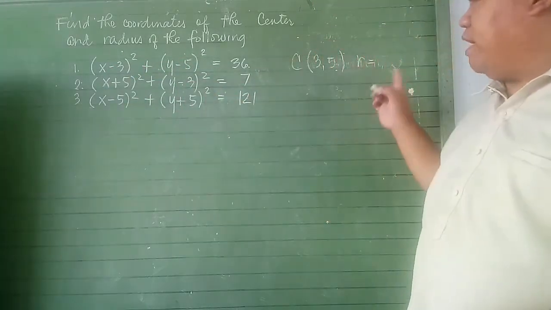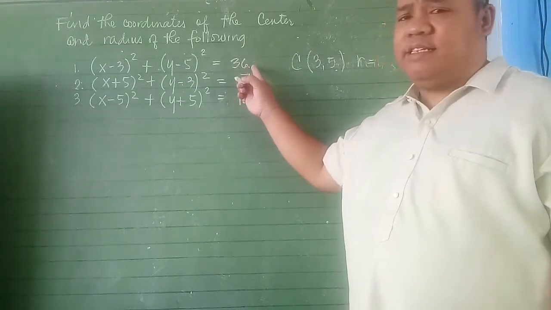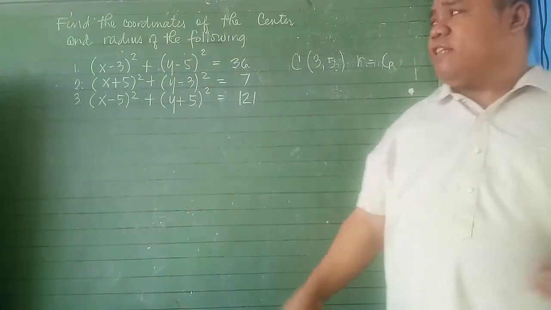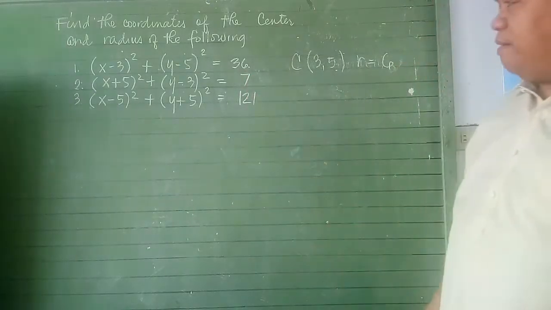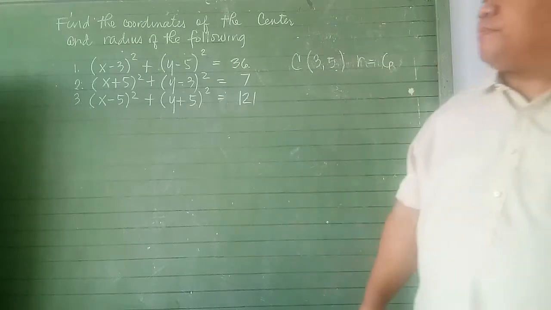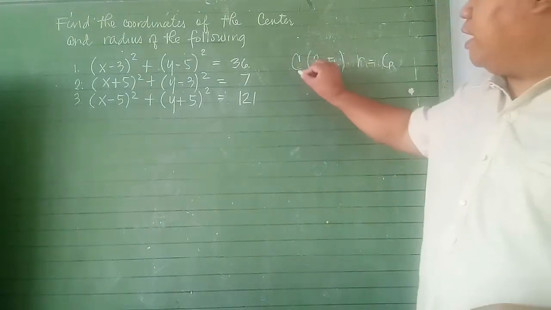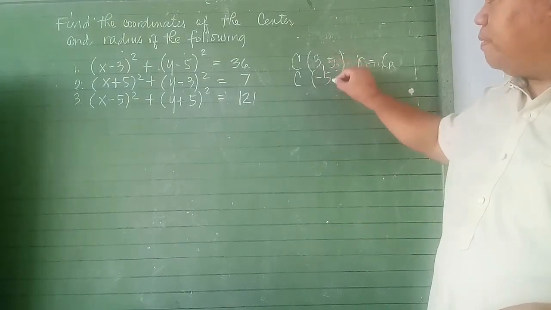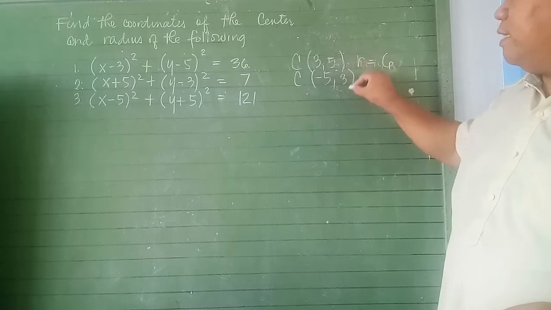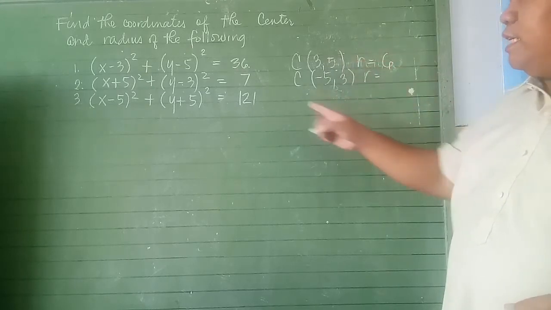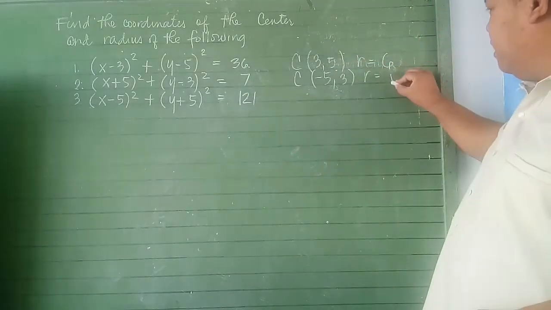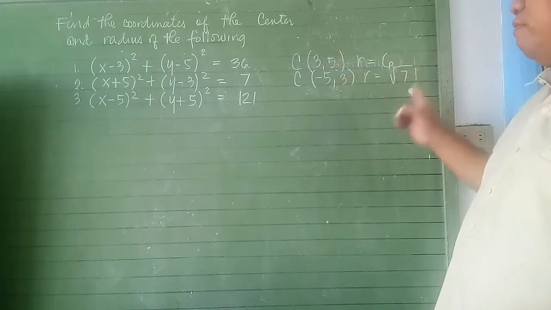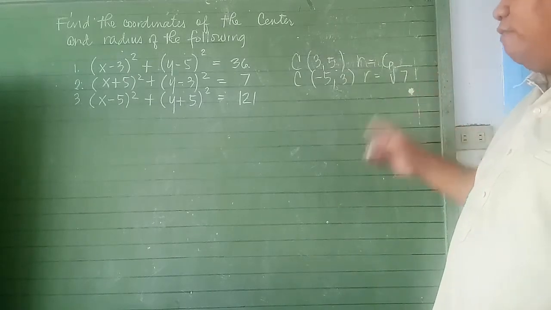Now what will be our radius? We're going to find the square root of 36, so this is 6. It means that the center of this circle equation is (3, 5) and the radius is 6. What about number 2? The center should be (negative 5, 3), and the radius would be the square root of 7. Leave it as square root of 7.